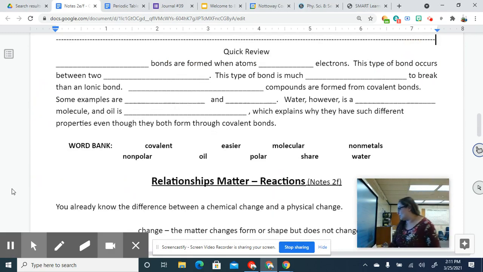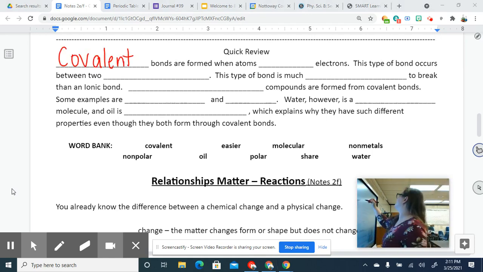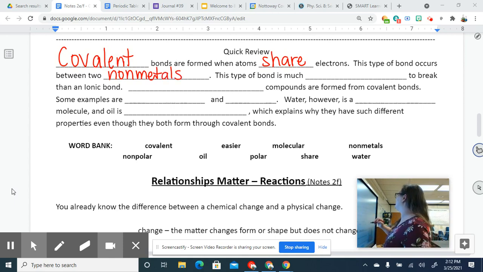All right, so hopefully you have taken the time to answer these, and now we're going to fill it in. So covalent bonds are formed when atoms share electrons. This type of bond occurs between two non-metals, and it could be more. This type of bond is much easier to break than an ionic bond.